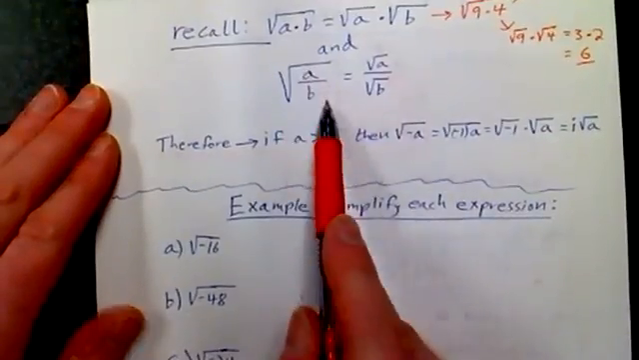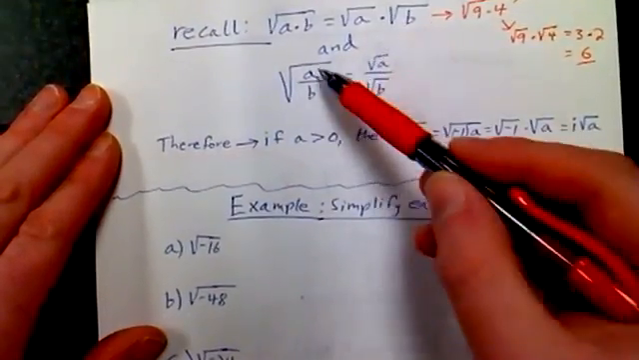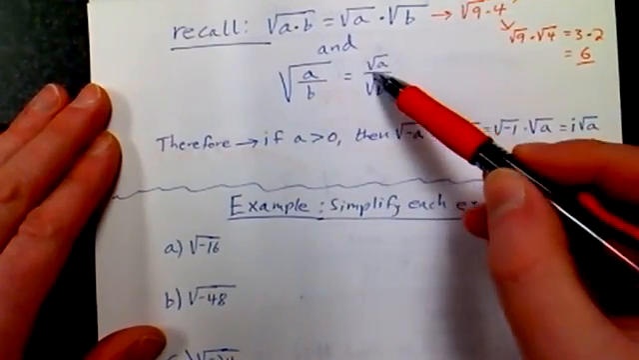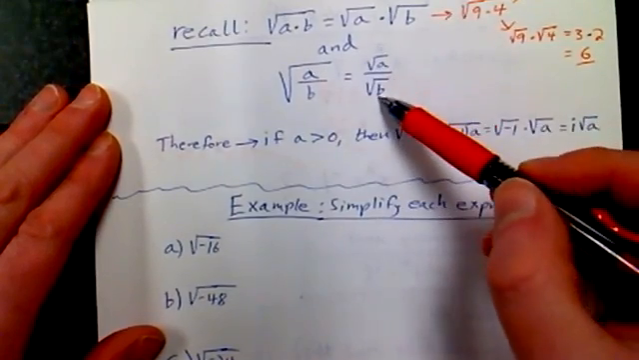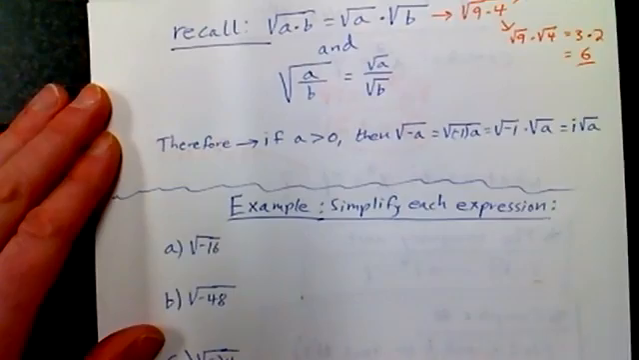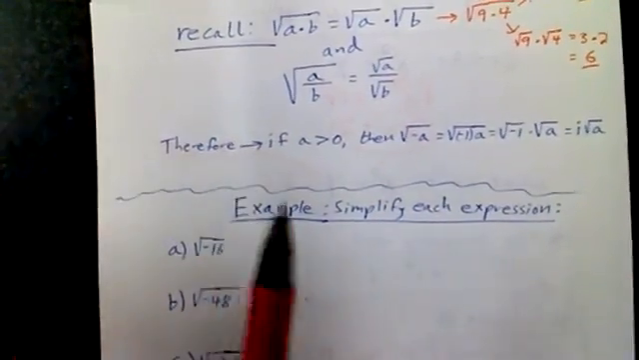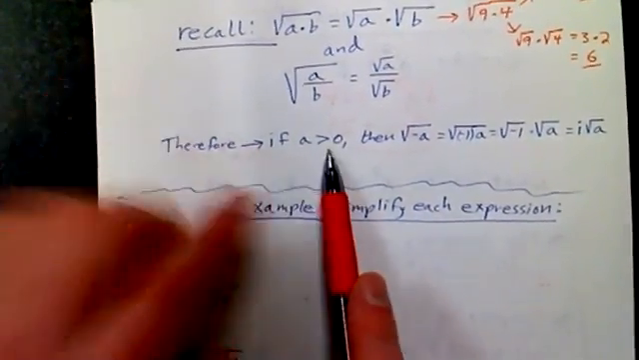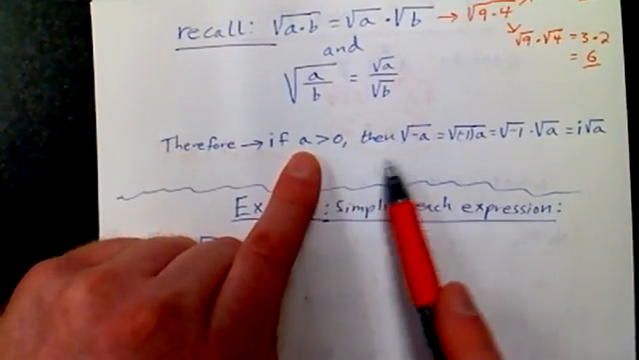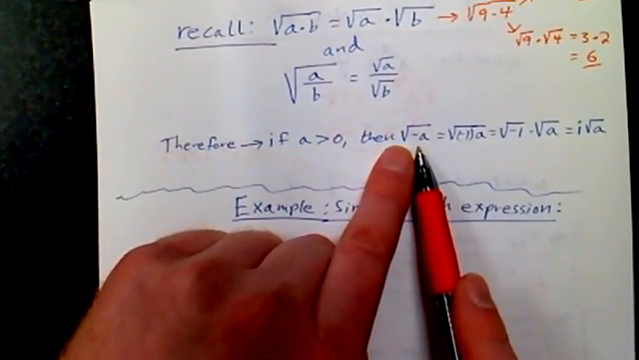Also, the same thing works with division. If you have the square root of a quotient, you can have the square root of the quotient of each square root. Same sort of idea. From that, this is what we're going to do. We're going to say if a is greater than 0, so we have a positive number, then if we have the square root of negative a, okay?